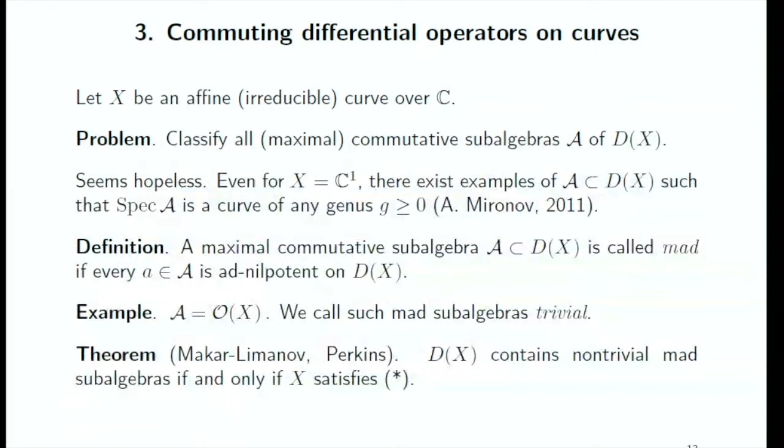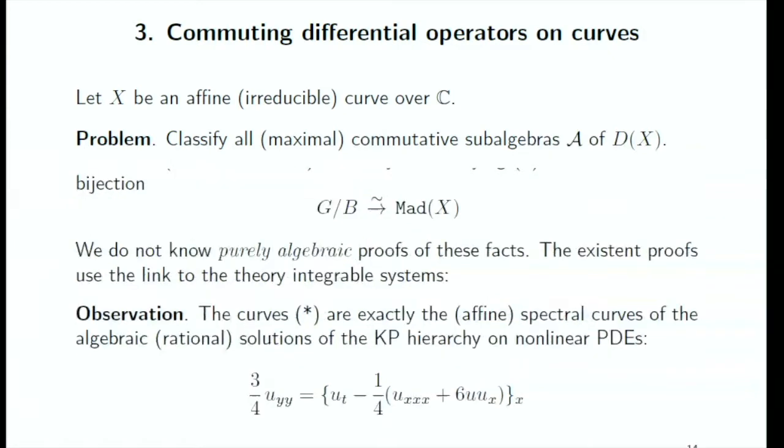So if you have a differential isomorphism, you can take in one ring DX the corresponding OX and look at its image under that differential isomorphism. And of course, the image must be a commutative ad-nilpotent subalgebra. And if the other curve doesn't have any other subalgebras except for OY, then you are forced to have isomorphism between OX and OY, therefore differential isomorphism implies equivalence. So this class of curves star can be characterized in a different way by this property: DX contains non-trivial MAD subalgebras.